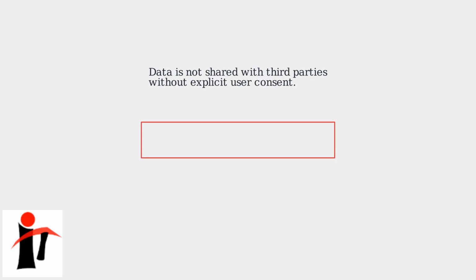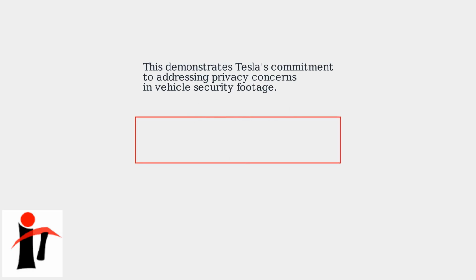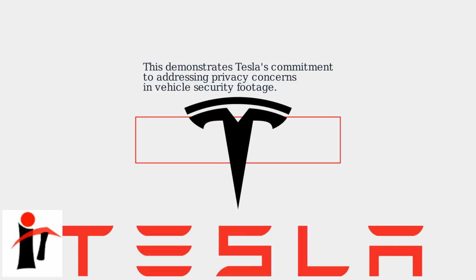As of 2025, Sentry mode is fully compliant with major privacy regulations, including GDPR in Europe and CCPA in California. This means your data is handled according to strict privacy standards. Furthermore, Tesla ensures that your Sentry mode data is never shared with third parties without your explicit consent, giving you full control over your privacy. Overall, these privacy measures show Tesla's strong commitment to protecting user data and addressing concerns related to vehicle security footage.